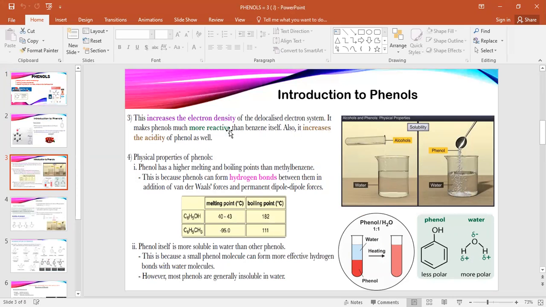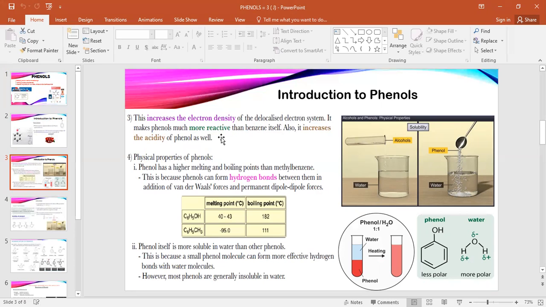So which one is more reactive? You can say that it increases the electron density of the delocalized electron system. It makes phenol much more reactive than benzene itself. Because of delocalized electrons, phenol is more reactive than benzene. Also, it increases the acidity of phenol as well. So because of the delocalized electron system, it is more reactive than benzene and it is more acidic.